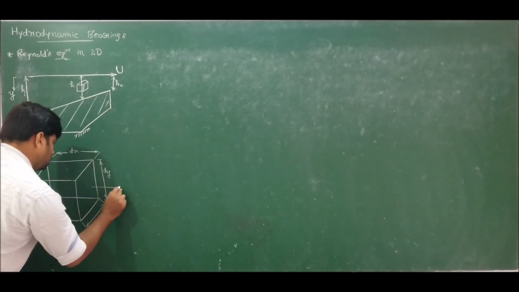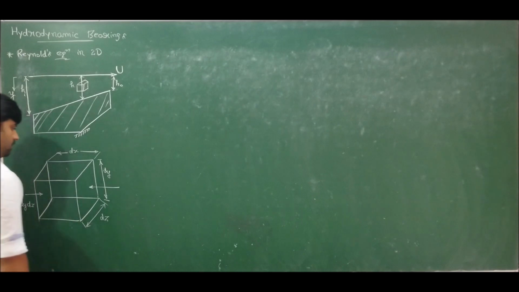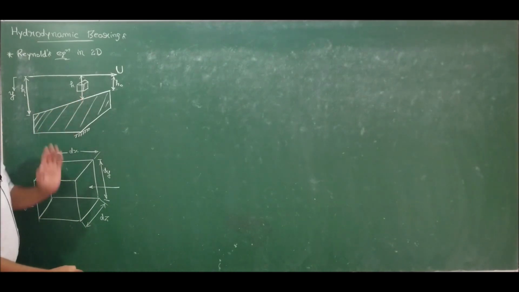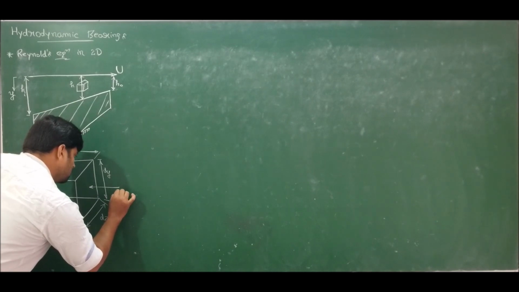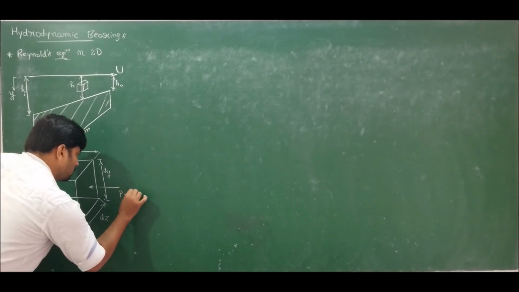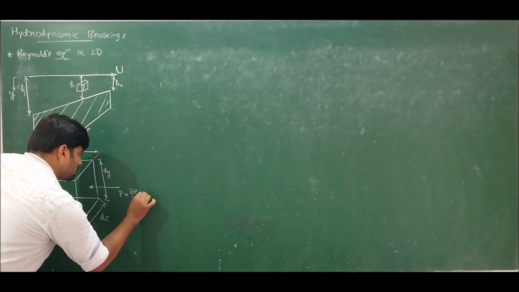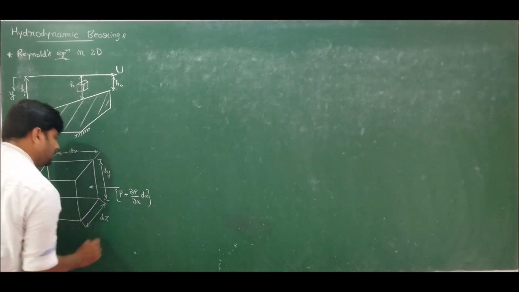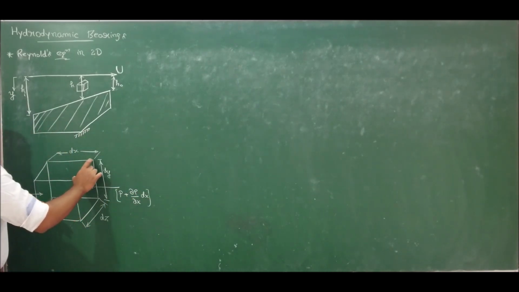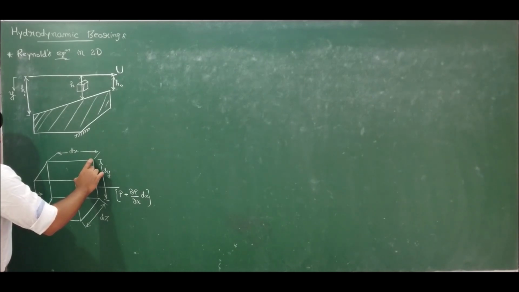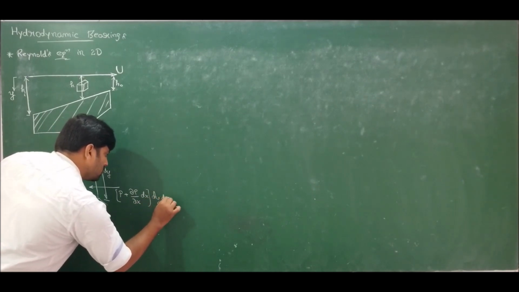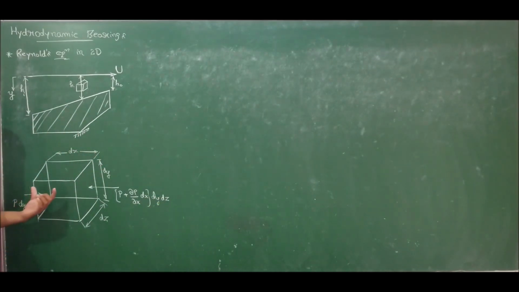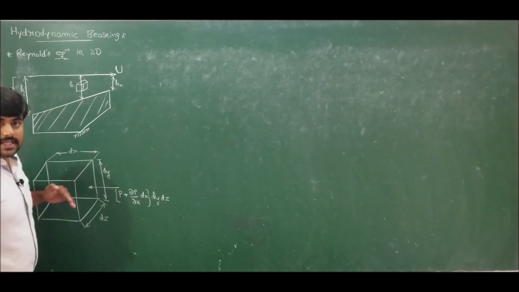Here I will be having a pressure as what? There will be a change in pressure. You know how to represent the change in pressure, that is P plus ∂P/∂x dx. So this area will be dz dy, right? That is dy dz. So I have plotted the forces acting along the x direction.